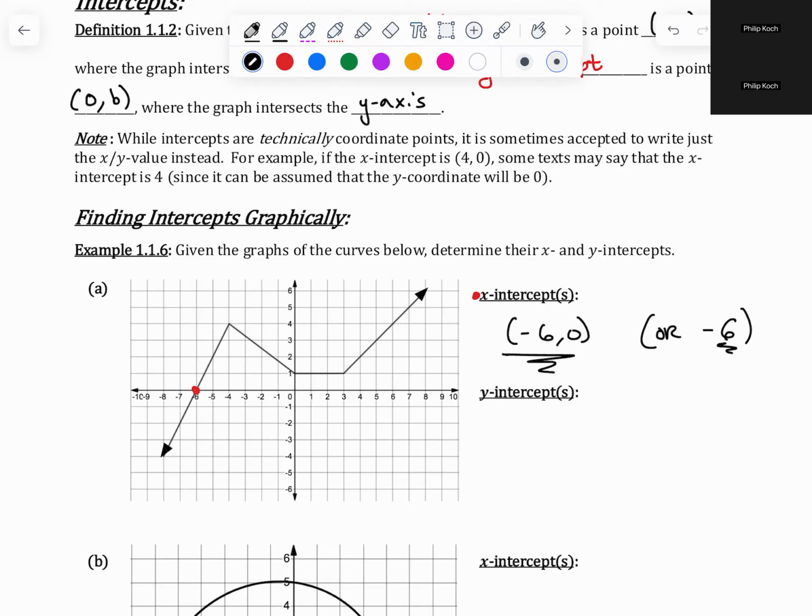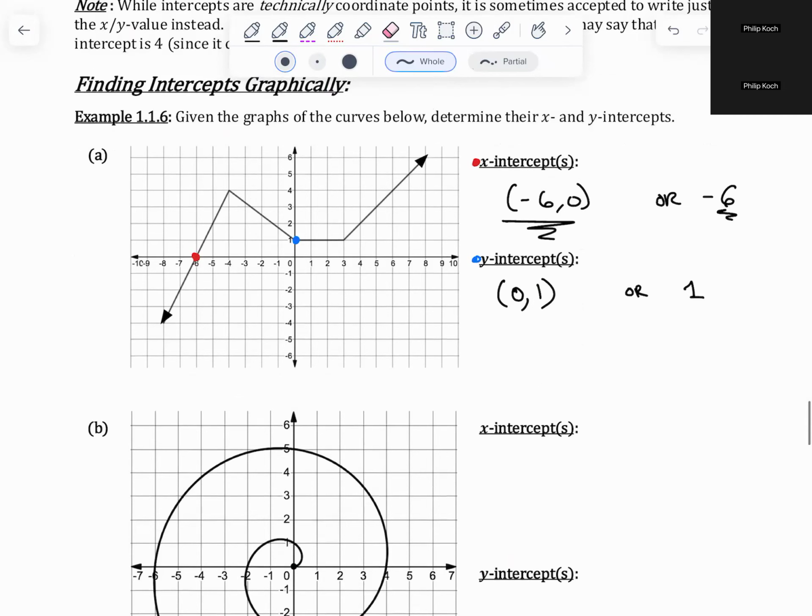And the y-intercept, well, this one only has one right here. So that's going to be an x-coordinate of 0 and a y-coordinate of 1, or just 1. I'm going to erase the parentheses. I would prefer the coordinate point, but I think ALEKS prefers the number aspect. Any questions on that?